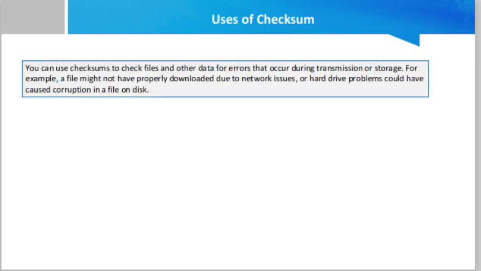Next is the uses of checksum. Friend, you can use checksum to check files and other data for errors that occur during transmission or storage. For example, a file might not have properly downloaded due to network issues. A hard drive problem could have caused corruption in a file or disk. If you know the checksum on the original file, you can run a checksum or hashing utility on it. If the resulting checksum matches, you know the file you have is identical.